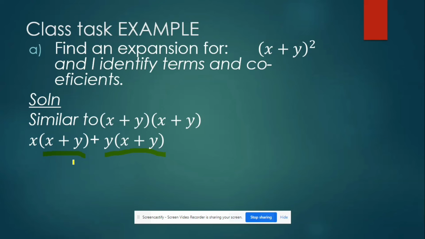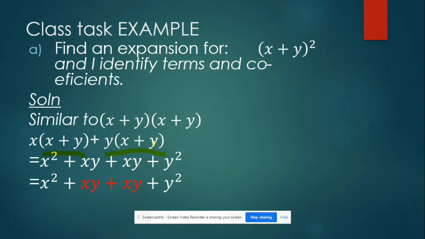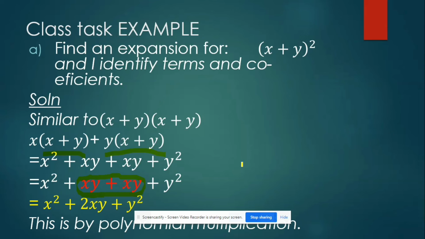Now we can open these brackets to obtain what? We obtain x squared, x times y, that's xy, plus yx, this xy, plus y squared, this y times this y. So we have x squared plus xy plus xy plus y squared. The ones that I've highlighted in red, they are the same, they're like terms. So we shall obtain x squared plus 2xy plus y squared. So this is by polynomial multiplication.